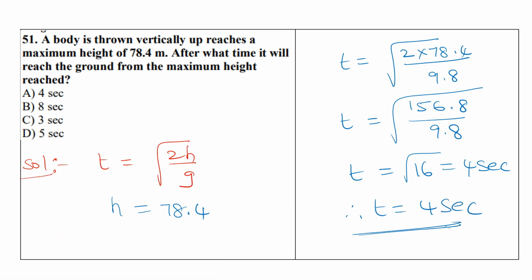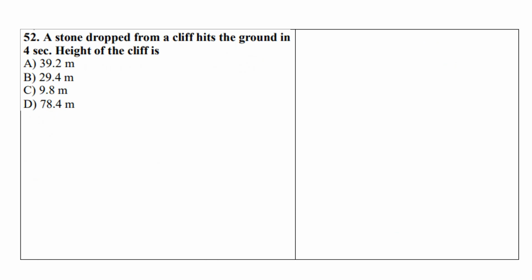Okay, next we will go to the next question. A stone dropped from a cliff hits the ground in 4 seconds. The height of the cliff is, here we have to calculate the height of the cliff. Let us go to the solution.